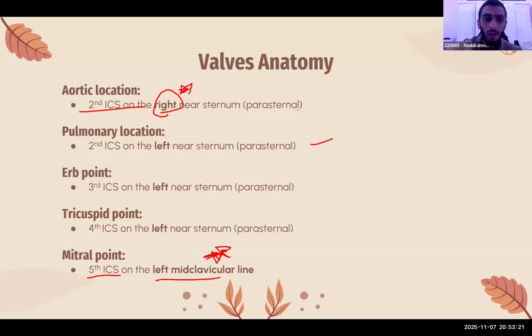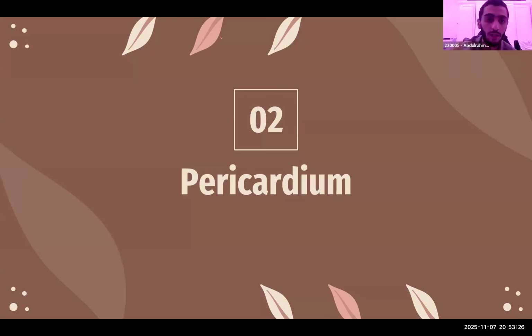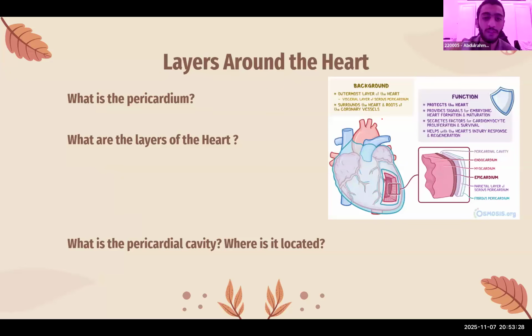All right, so this is basically external anatomy of the heart. All right, I think it was easy. So let's go to the pericardium. Now the pericardium, let's keep it simple. It's basically a sac that's covering the heart. It's made of several layers until you reach the heart. And what it's doing is that it's basically protecting the heart, providing nutrition to the heart.